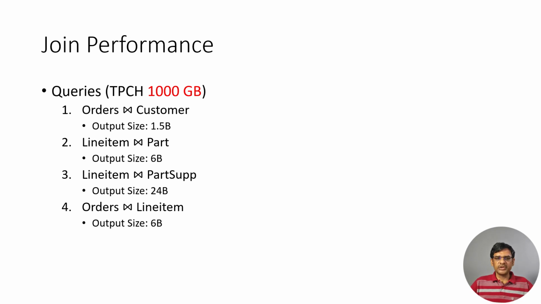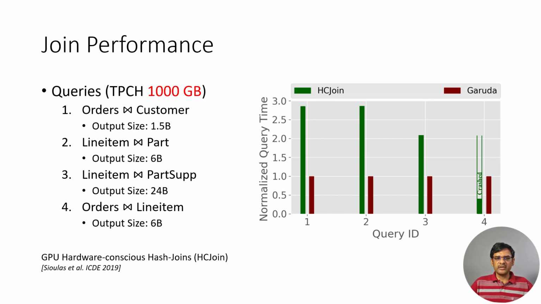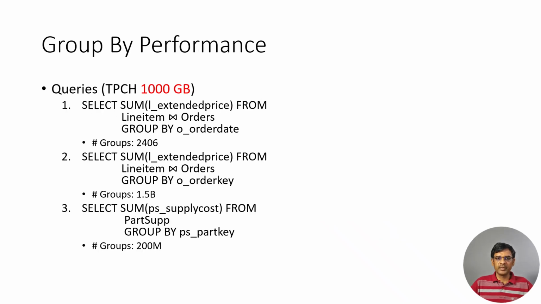Let's first look at the join operation. We execute 4 join operations between the different TPCH tables. For this experiment, we use TPCH data with a scale factor of 1000, or 1 terabyte. We compare our approach with the state-of-the-art hardware-conscious join that was implemented using CUDA. Note that our approach, Garuda, outperforms the hardware-conscious join by at least a factor of 2.